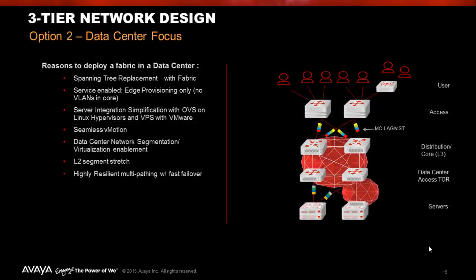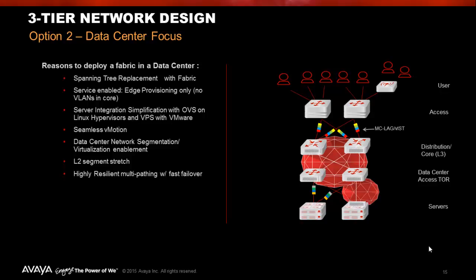Option 2 takes more of a data center focus. Maybe the users are fine as they are, and really what I need to do is get key control of my data center assets. I need to get seamless vMotion. I need to get that layer 2 stretch segment capability, and I want to do it without tromboning, without the ability to hairpin between data centers. All of this can be offered by bringing in the Fabric. And then obviously I get this very highly resilient multipathing failover for active data centers. So this is a different focus, a different way I can introduce it.